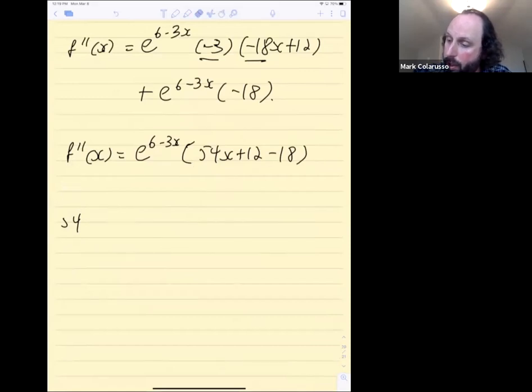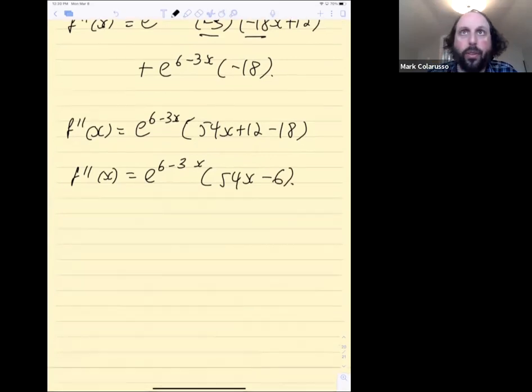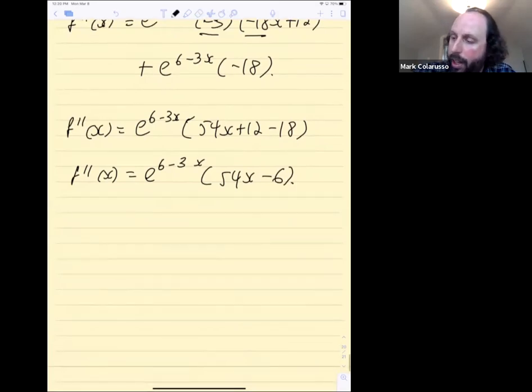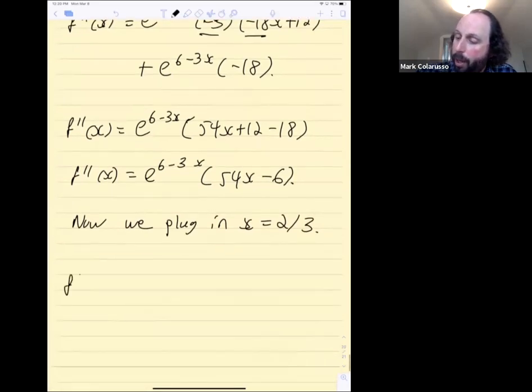And so f double prime at x equals e to the 6 minus 3x times 54x minus 6. Okay, so that's the second derivative. These calculations get a bit lengthy, but they're not terribly hard, though they're definitely much more involved than just dealing with polynomials. And now we plug in x equals 2/3. So f double prime at 2/3.